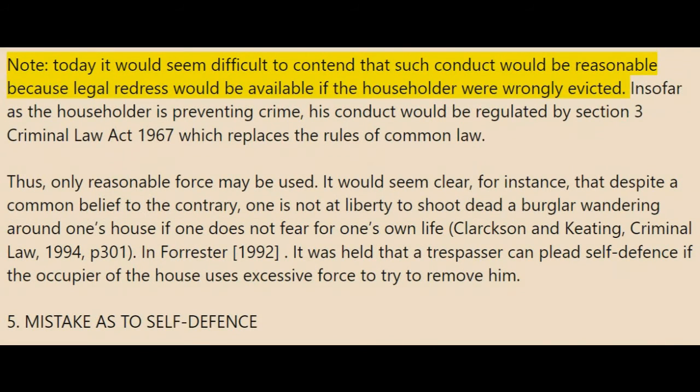Note, today it would seem difficult to contend that such conduct would be reasonable because legal redress would be available if the householder were wrongly evicted. Insofar as the householder is preventing crime, his conduct would be regulated by Section 3 Criminal Law Act 1967, which replaces the rules of common law. Thus, only reasonable force may be used.